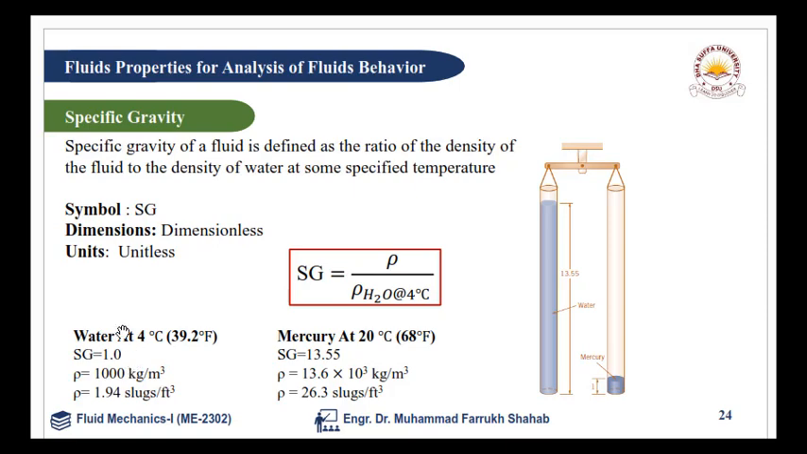Let's take an example: water and mercury. Mercury is a heavy metal. It usually exists in liquid state. The density of mercury is 13.6 times 10 to the power 3, whereas the density of water is approximately 1000 kilograms per meter cube at 4 degrees Celsius. So when you solve this, you get that mercury is almost 13.6 times heavier than water.